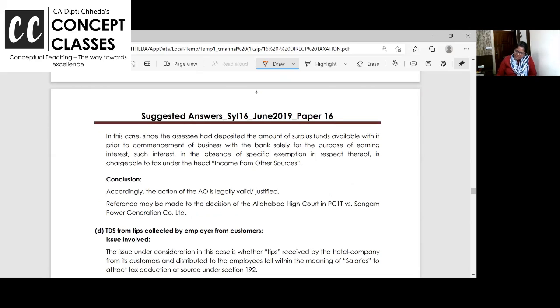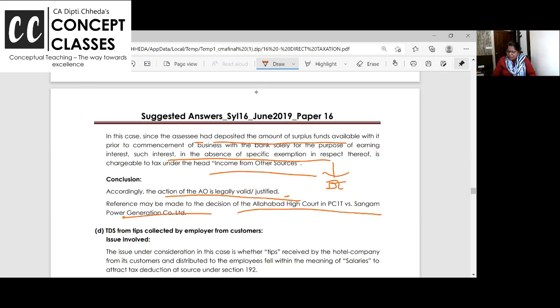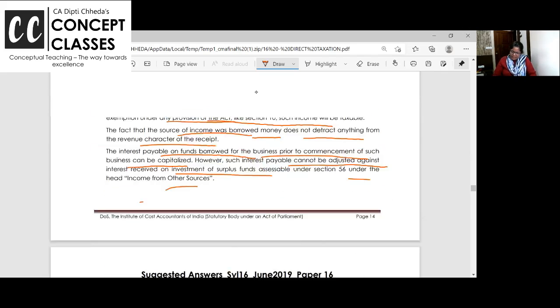Conclusion is, since the assessee has deposited the money prior to commencement of the business, such interest is taxable in income from other sources. एक बार business शुरू हो गया, and if you are putting interest as expense, then this as income you can put. According to that, the AO's action is legal and valid. Reference is Allahabad High Court in PCIT versus Sangam Power Generation. Once business is started, and you put interest paid as business expenditure, the interest received is business receipt.